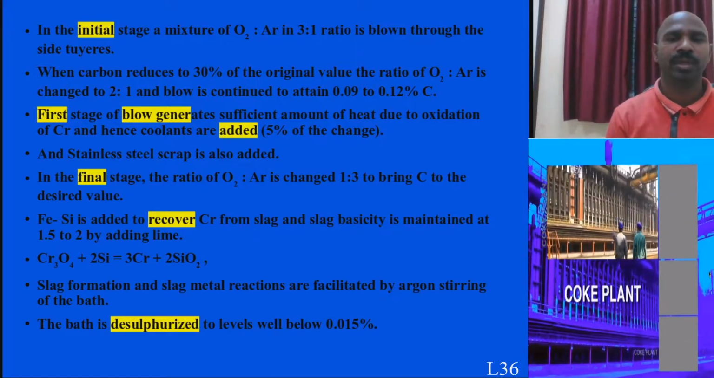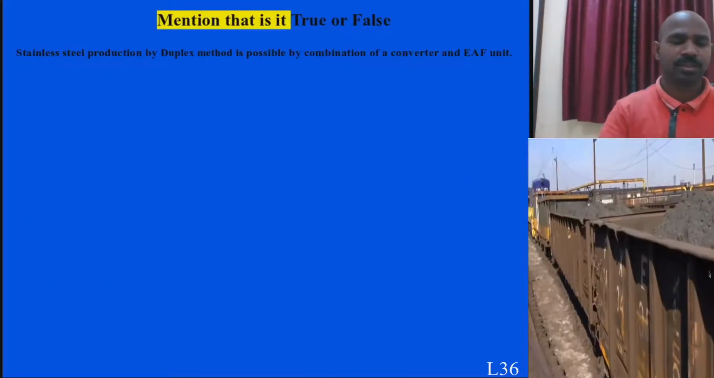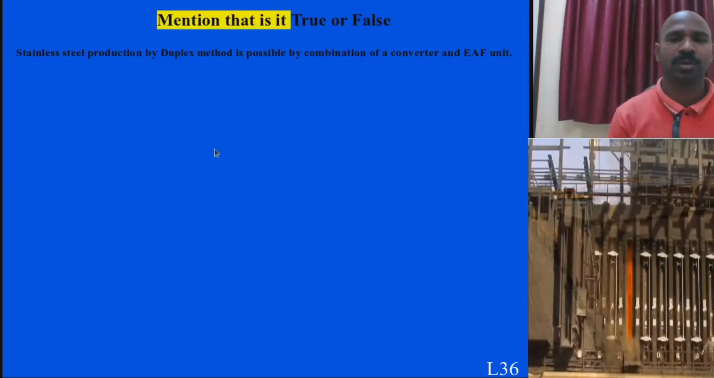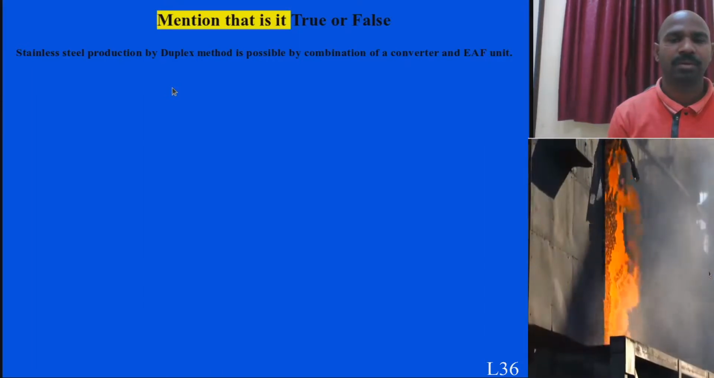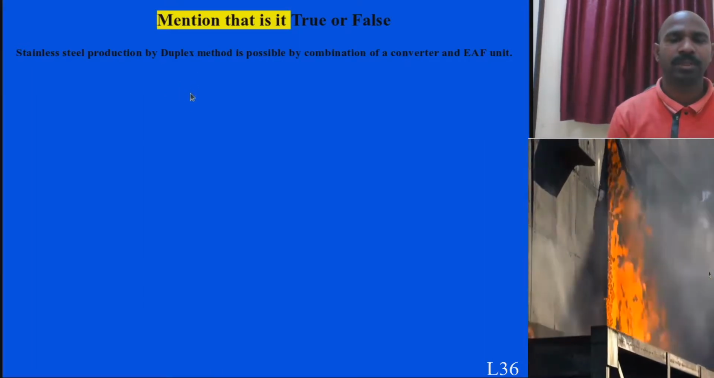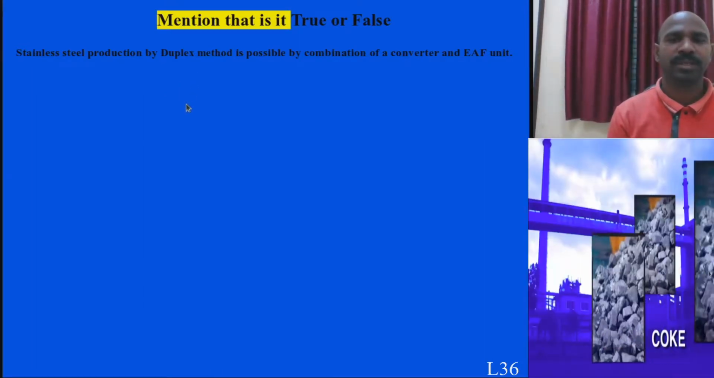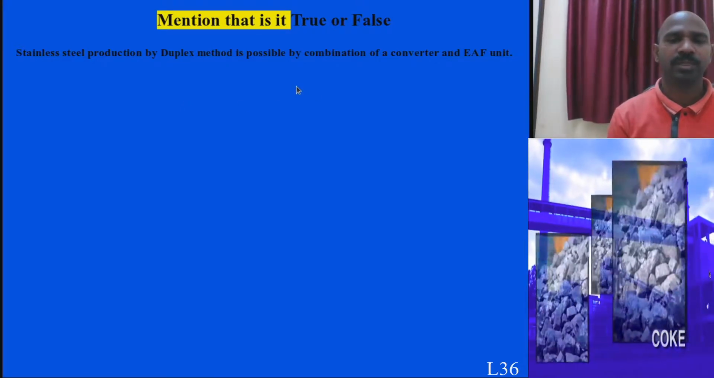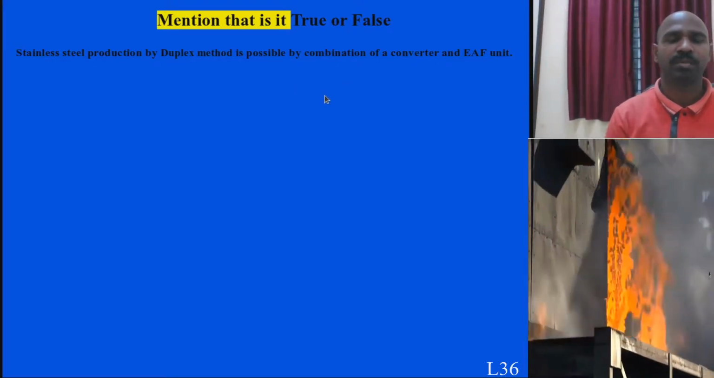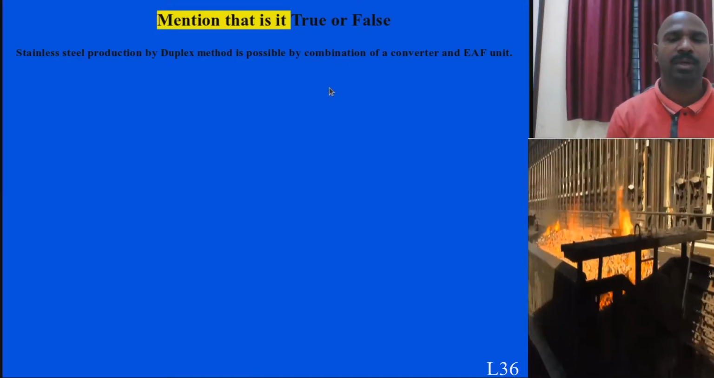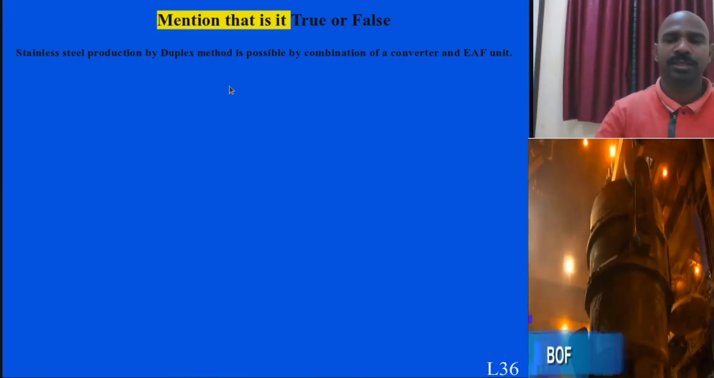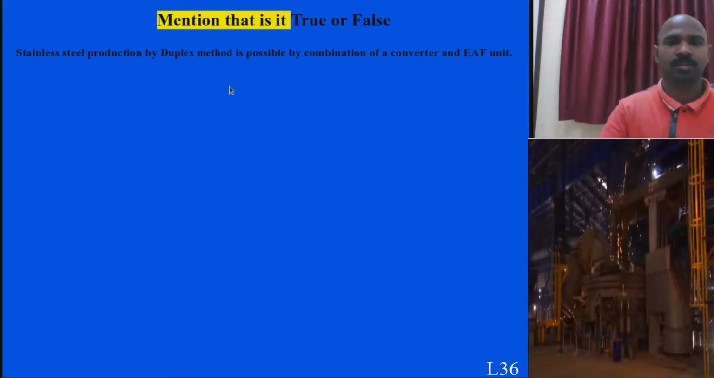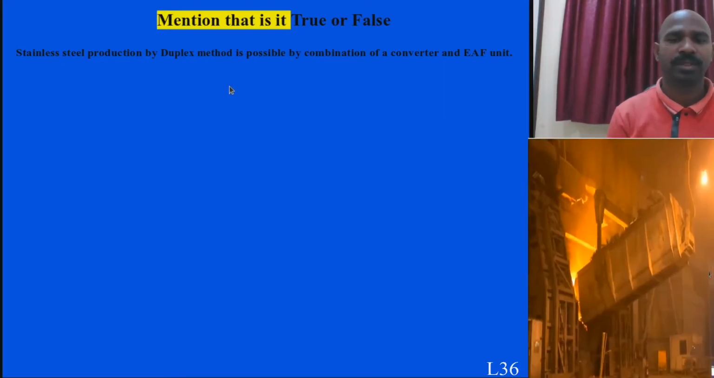And the other point is, how do you assess this particular topic? Stainless steel production by the duplexing method, triplexing method is possible by a combination of a converter and EAF melt, which was the primary steel making unit. It is quite possible. Is it possible or not? Please give your opinion as a poll.